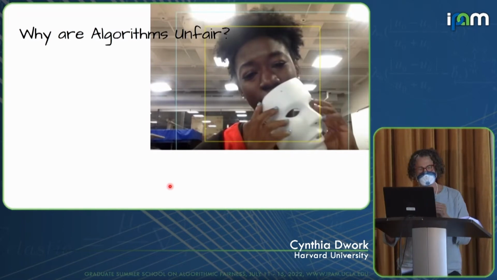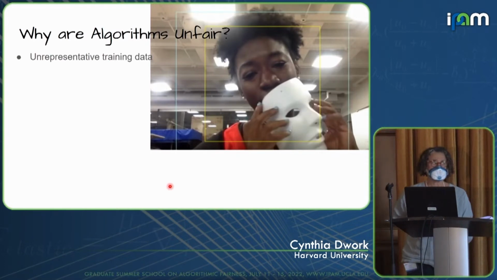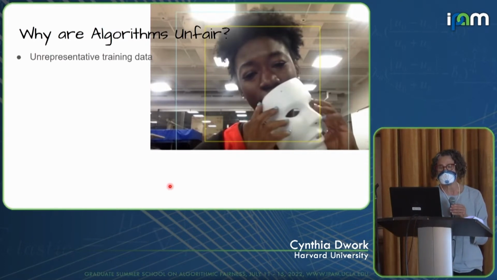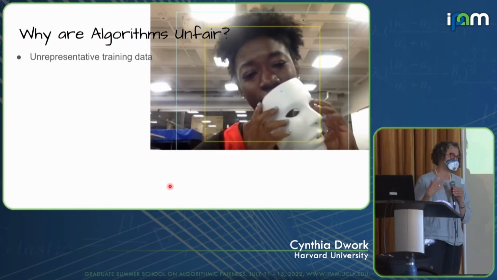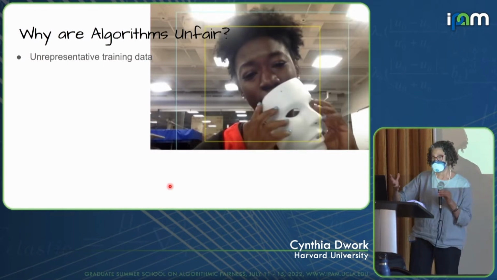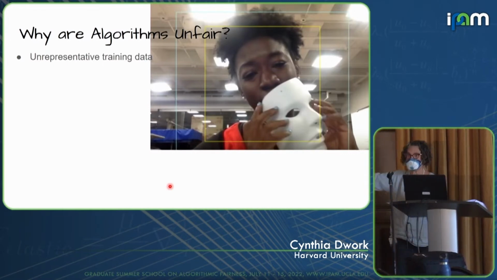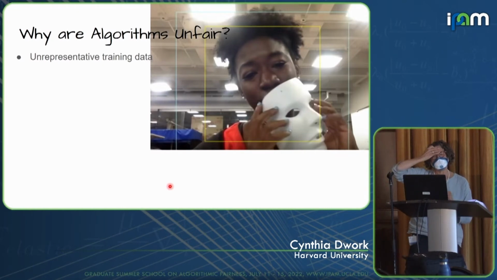So, why are algorithms unfair? One reason that is often listed is unrepresentative training data. So you don't have enough, say, black faces, or faces from this group or that group, in your data set.